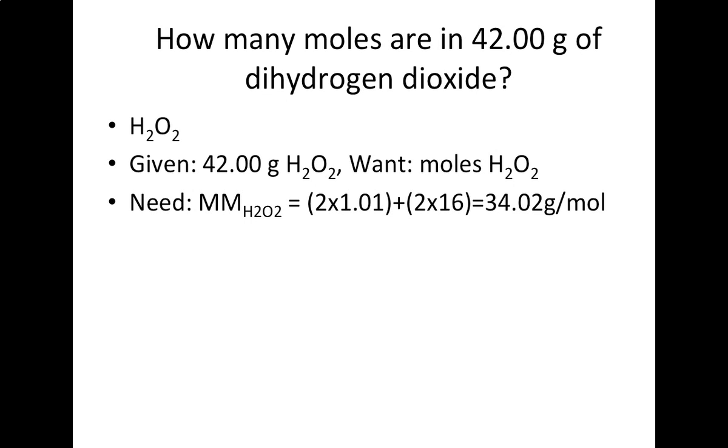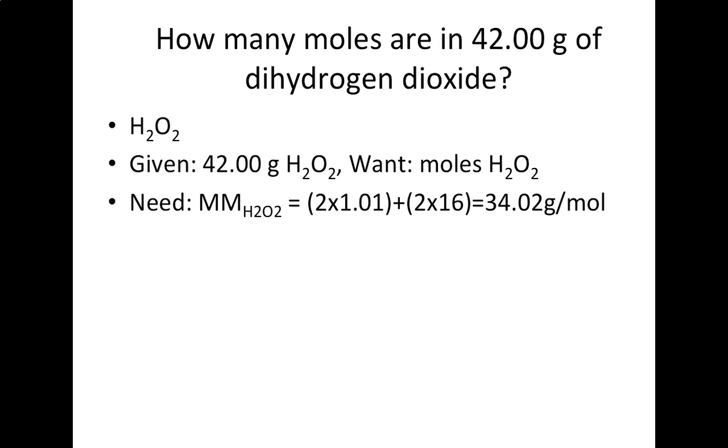Now I can set up my conversion. The general form is always you put what your given is first, and then you set up a fraction or multiple fractions, depending on how many you have, of ratios. Now my ratio that I'm going to use on my fraction is right here. The 34.02 grams is for every 1 mole. In that fraction, I have to identify what I want to get rid of and what I want.